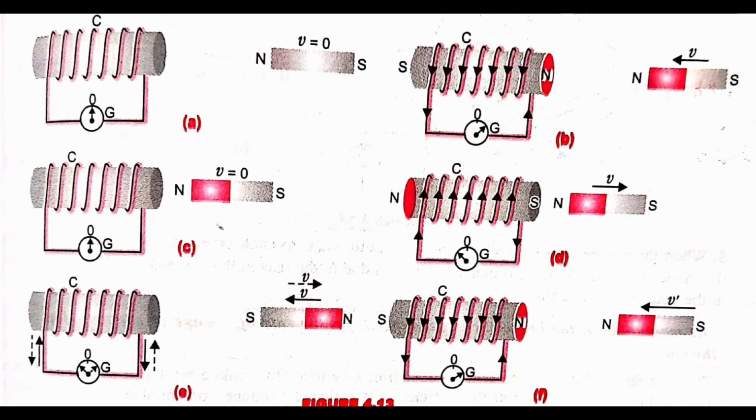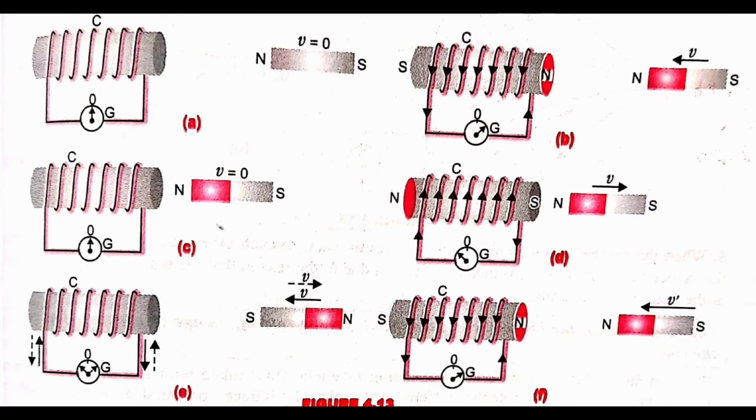If instead of the north pole, the south pole of the magnet is either brought toward the coil or moved away from the coil, the directions of induced current in the two cases are opposite to that shown in case B and diagram D. The directions of these currents are shown by full and dotted arrows, and the directions of deflection in the galvanometer are as in figure E.